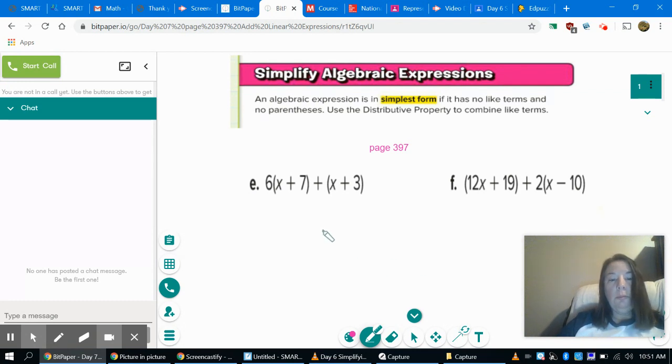An algebraic expression is considered simplified when it does not have parentheses and all terms have been combined. So the first thing you have to do is make sure that you distribute any of these factors that are outside the parentheses. Remember, this 6 means we have 6 copies of this quantity of x plus 7.